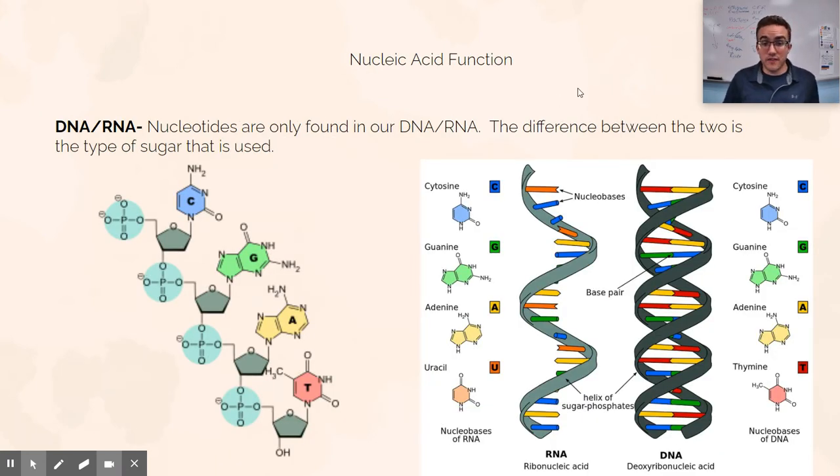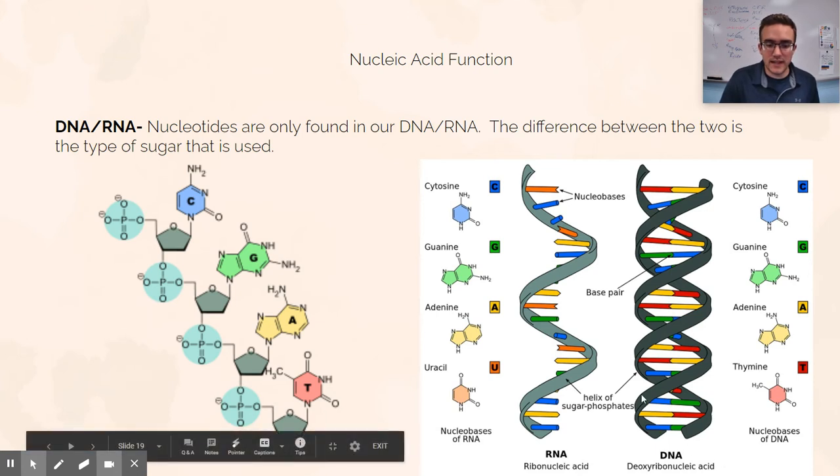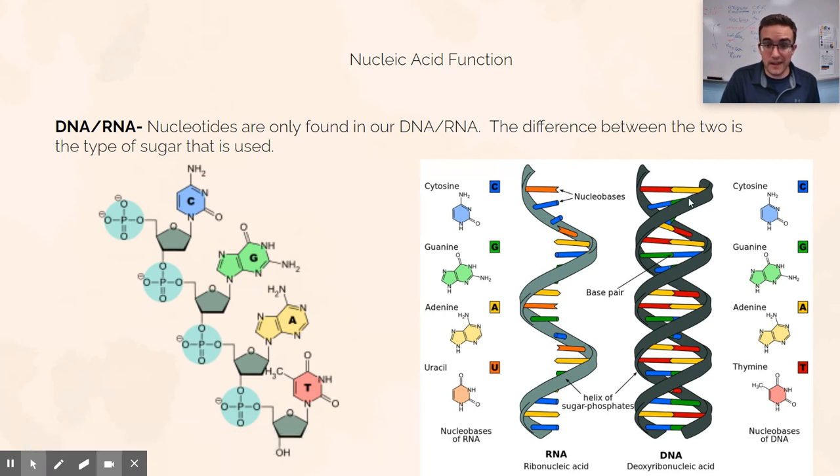So nucleic acids, the function of it, again, they're only found in DNA and RNA. So that's it. The only difference between DNA and RNA is the type of sugar used. So this is DNA here. So this is what we see in DNA. It's that double helix pattern.